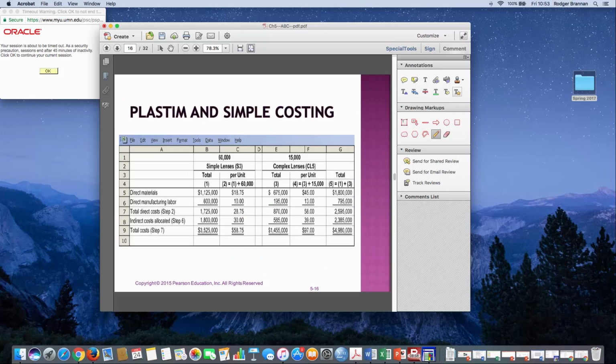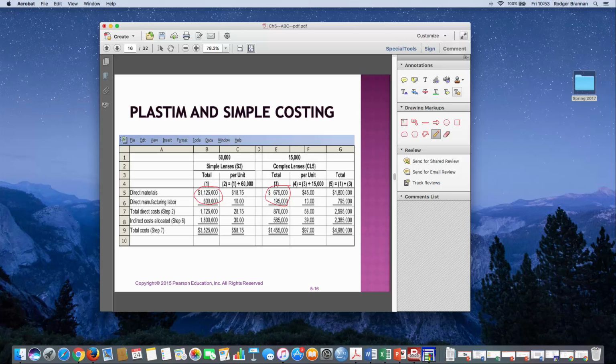And so, again, the thing that's going to be a little different is simply how the 2 million would be allocated. So these amounts are going to be identical no matter what method I use. Direct materials and direct labor are not going to change. The indirect costs are going to be based on the number of direct labor hours.